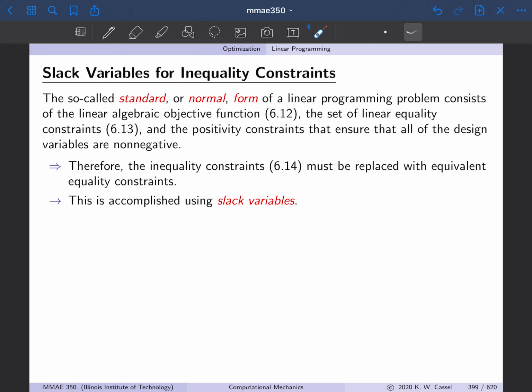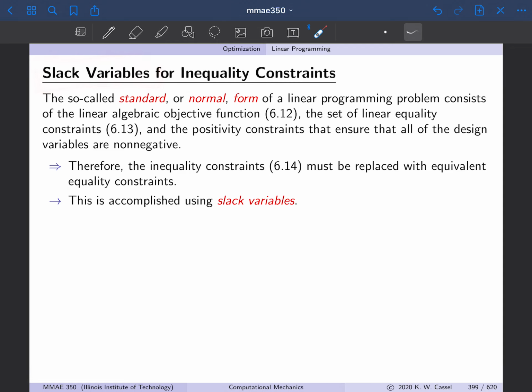Okay, if you remember from last time, the linear programming problem involves the cost function, equality constraints, inequality constraints, and positivity constraints. But in order to actually solve it, other than very simple problems as we had in the last video, we have to convert the inequality constraints into equality constraints. So we call this the standard form or the normal form of a linear programming problem. It will involve the cost function or objective function, the equality constraints, and the positivity constraints, but no inequality constraints. So we need a way to convert the inequality constraints into equality constraints.